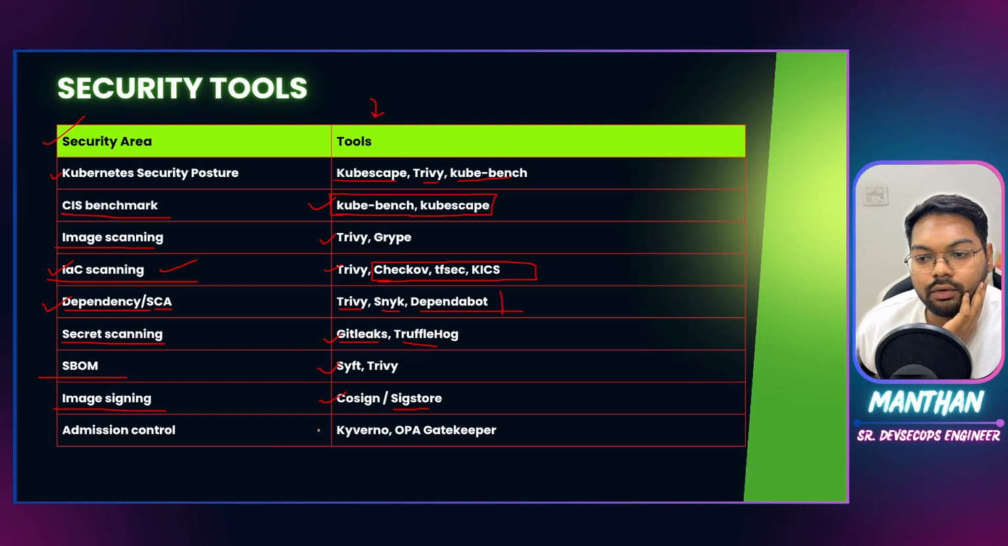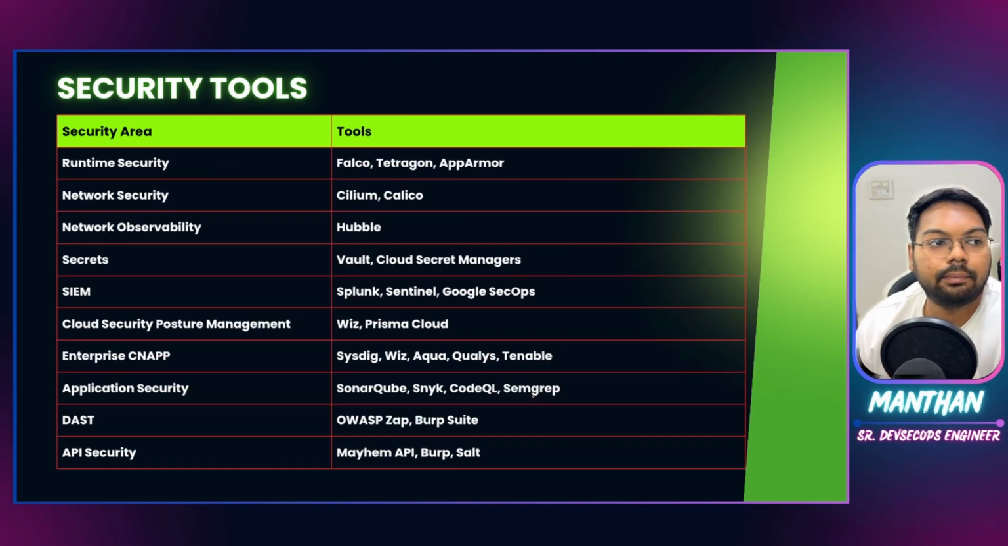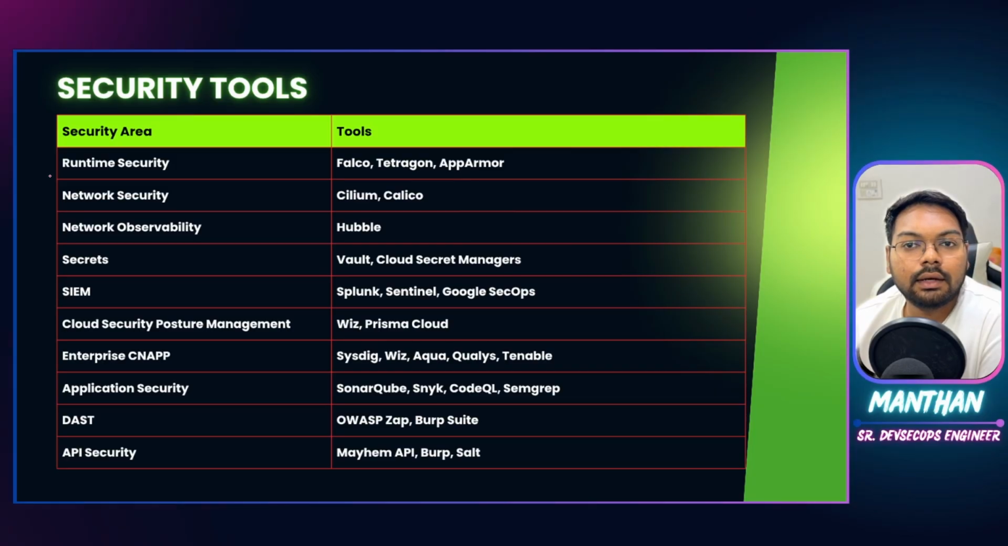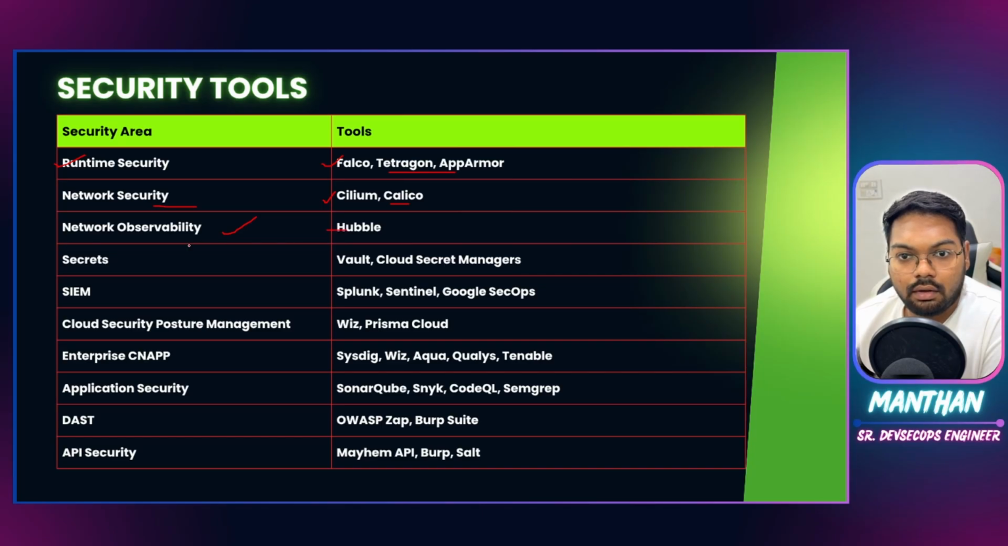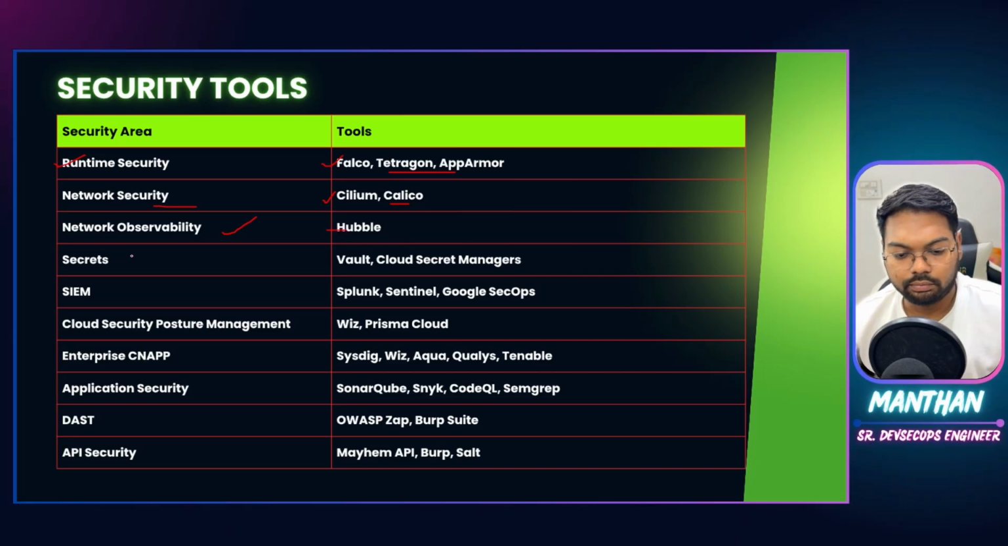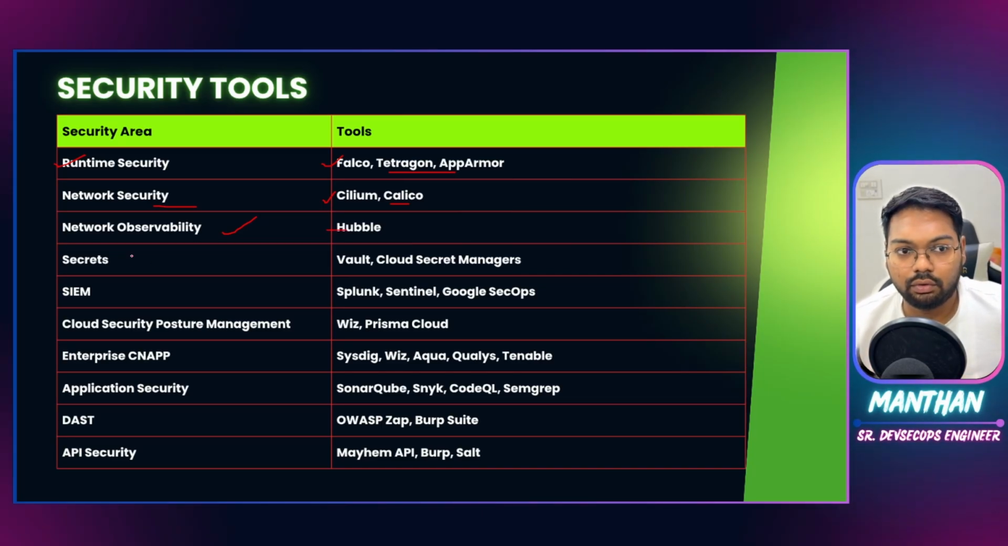Admission control could be done using Kyverno or Open Policy Agent or Gatekeeper. Then there is another runtime security tool which we discussed: Falco, Tetragon, AppArmor. Network security could be using Cilium or Calico. Then network observability can be done using Hubble. You need to observe what goes into the network, goes in and goes out. So that's possible using Hubble.